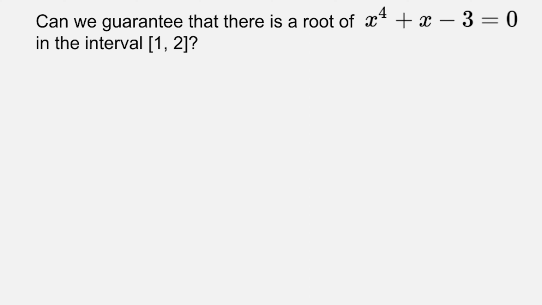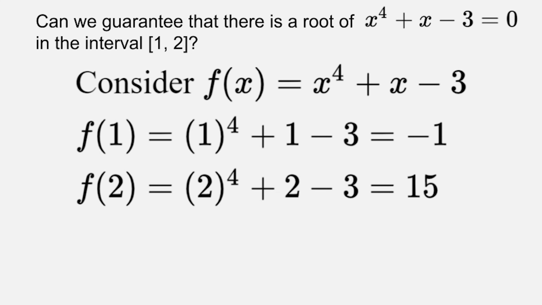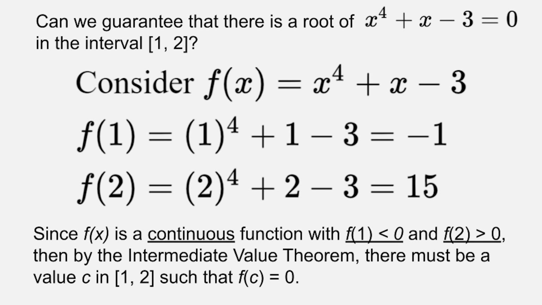And the first thing to write out is turn this thing into a function. So write f of x is equal to x to the 4th plus x minus 3. And if I plug in the endpoints, say plug in 1 and plug in 2, when I plug in 1 and I simplify that, I get -1. And when I plug in 2 to that function and simplify it, I get 15. And the important thing here is that this function's continuous because it's a polynomial. All polynomials are continuous. And when I plugged in 1, I got a number less than 0. When I plugged in 2, I got a number greater than 0.